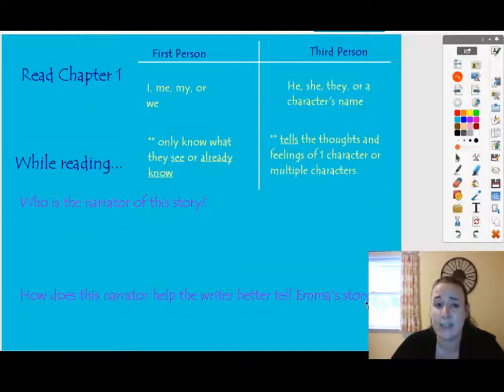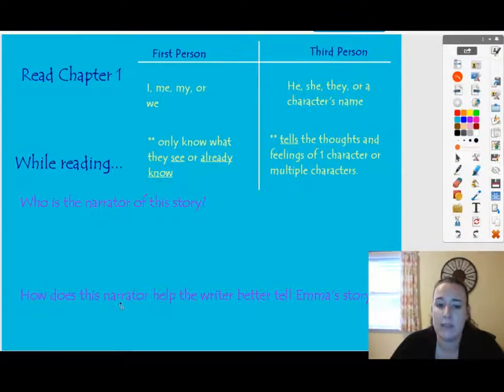So we're going to be reading chapter 1 today. While we're reading, I want you to really be thinking about the question, who is the narrator of this story? Is it a specific character? Are we seeing words like I, me, my, or we? Or is it a narrator, somebody not a part of the story, and so we're seeing words like he, she, they, or a character's name?